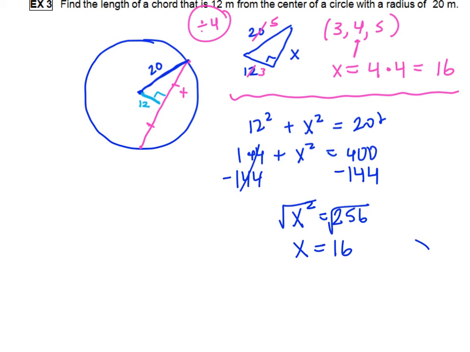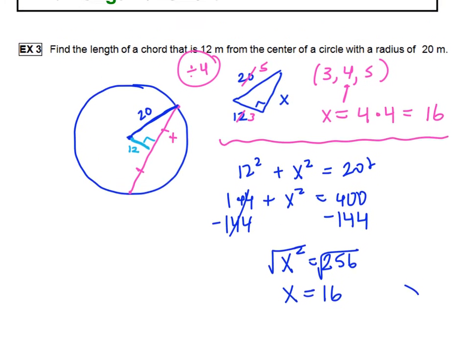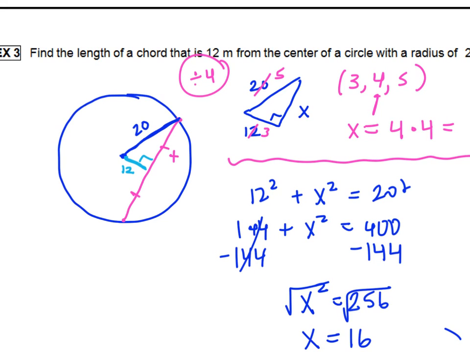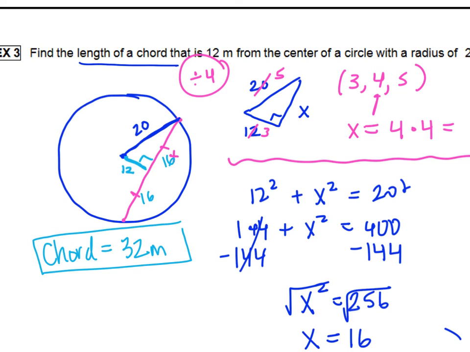Now, if we go back to our picture, we don't want to stop there, because to say x equals 16 doesn't actually answer the question. The question said, find the length of the chord. Well, we know that x is 16, but that's only half of the chord. The other half of the chord is also 16. So our total chord length is, we want to add those together. 16 plus 16 is 32. And do we have a unit on this? Meters.